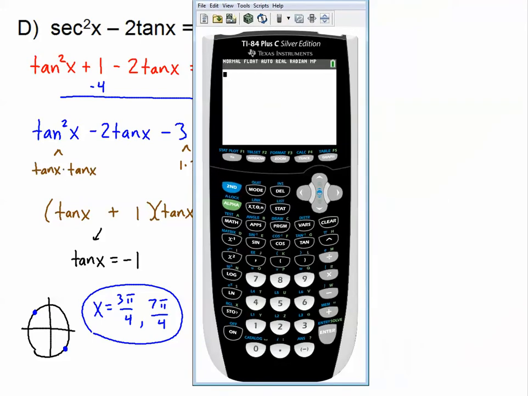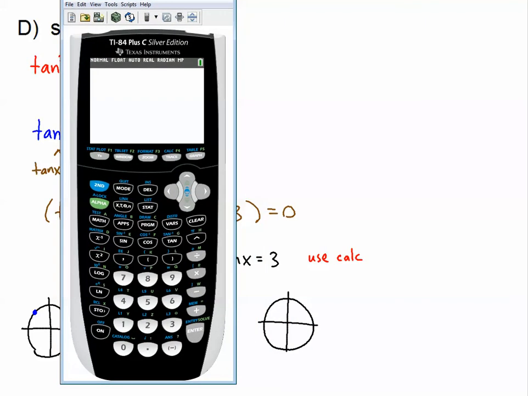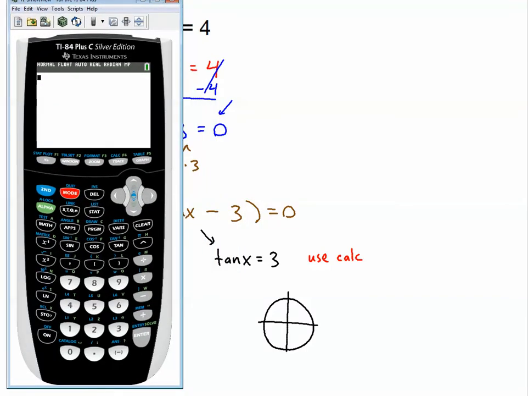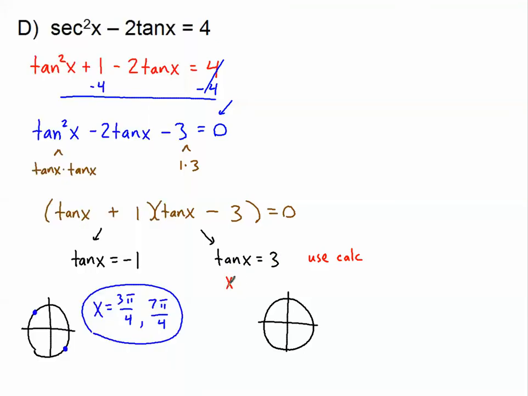So let's pull up our calculator, and let's make sure that we're in the correct mode. All of our angles so far have been in radians, and I'd like for them to continue to be in radians. So I see that I'm in radian mode. Check your calculator, make sure you're in the correct mode. If the tangent of x is equal to 3, then that means that x is going to be the inverse tangent of 3.